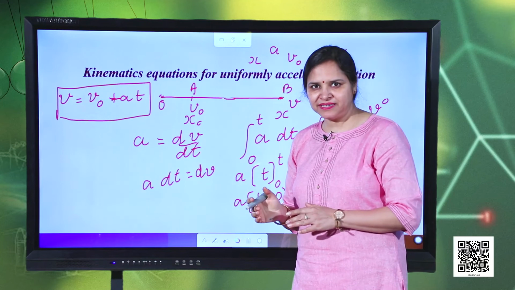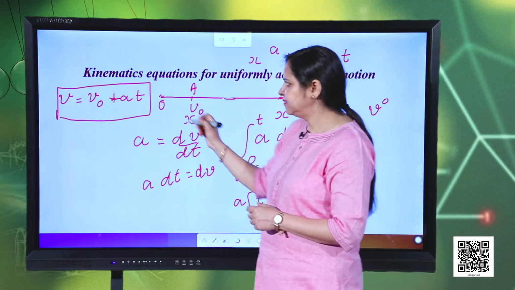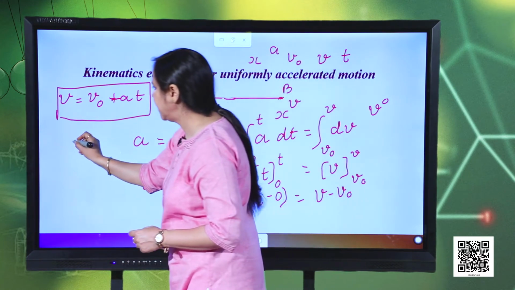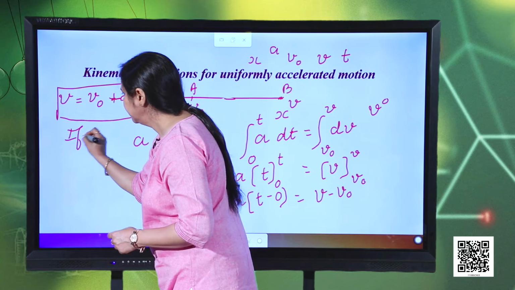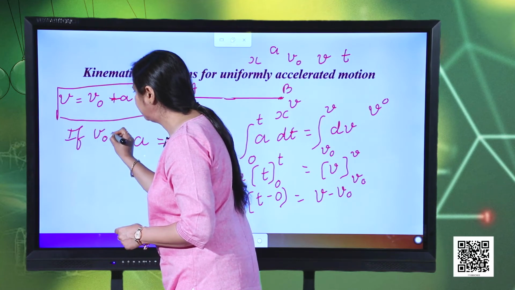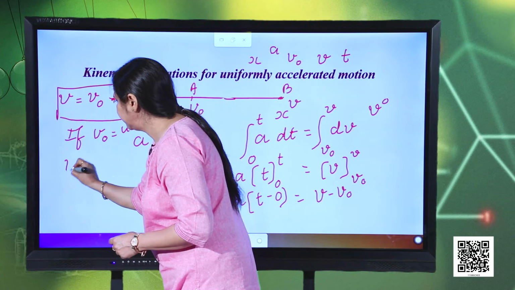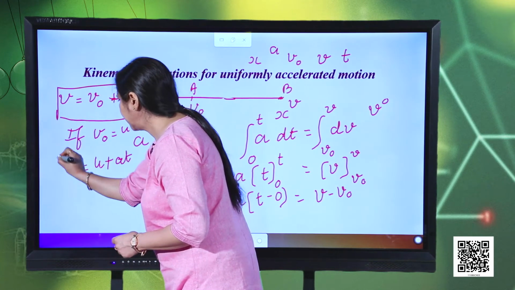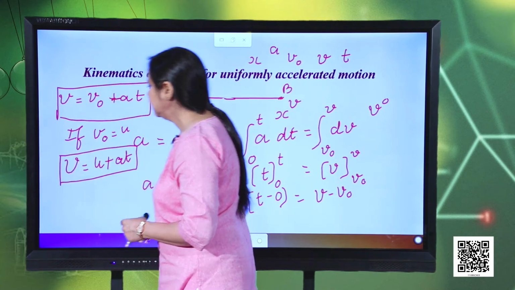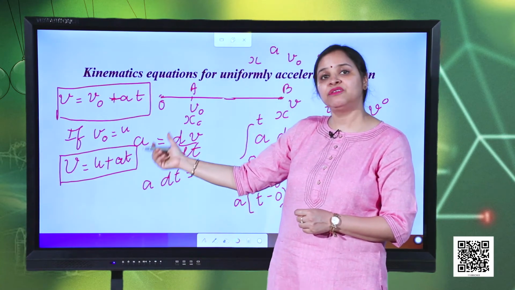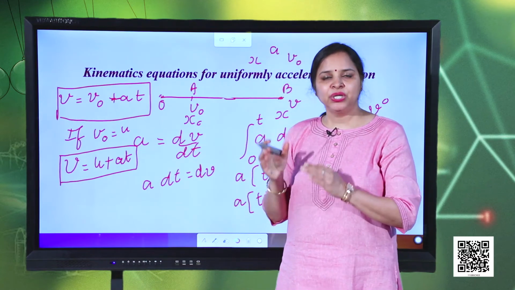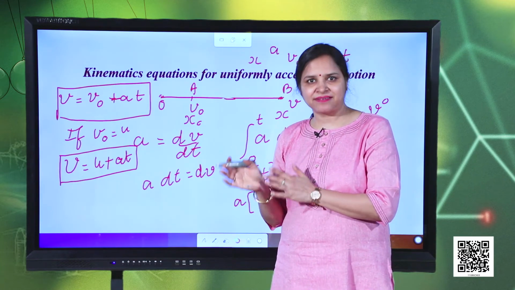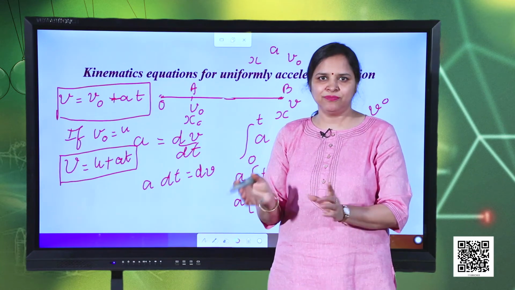Now, for simplicity, generally it is considered that the initial velocity is u. So, if we represent initial velocity v naught as u, our equation can be rewritten as v is equal to u plus at, and generally the first equation of motion is used in this form, v is equal to u plus at, wherein u is the initial velocity, v is the final velocity, a is the uniform acceleration, and t is the time duration of that motion.